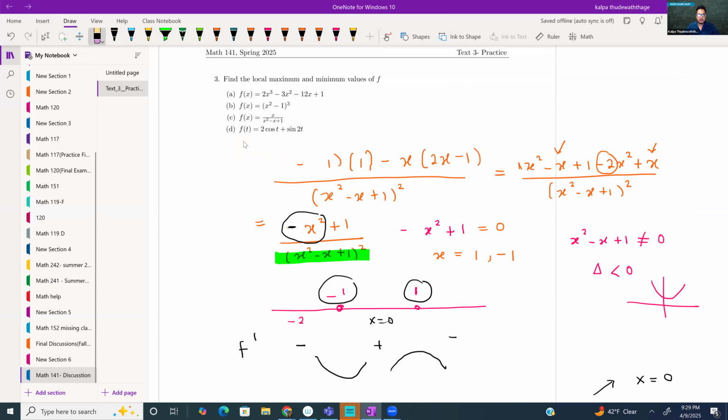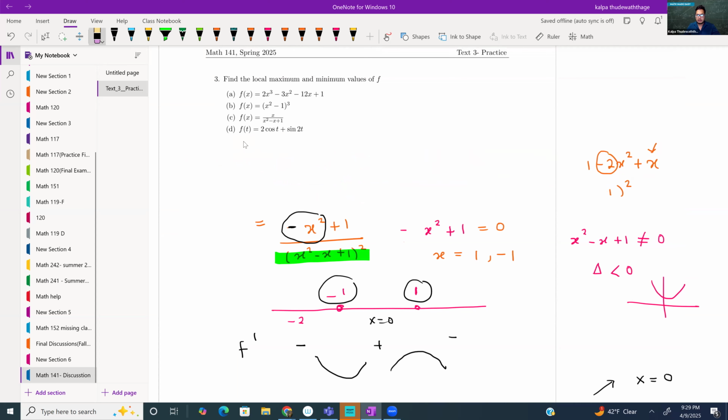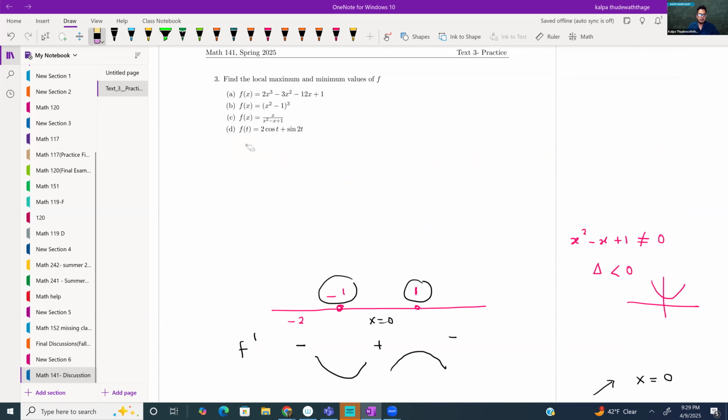So I'm going to do that. The derivative of cosine is negative sine, the derivative of sine is cosine, but I know it's 2t, so I have to multiply by the derivative of 2t, which is 2. So the first derivative is negative sine t plus cosine 2t times 2.